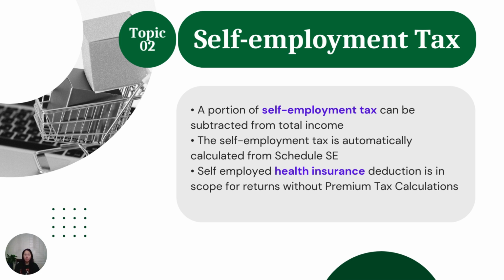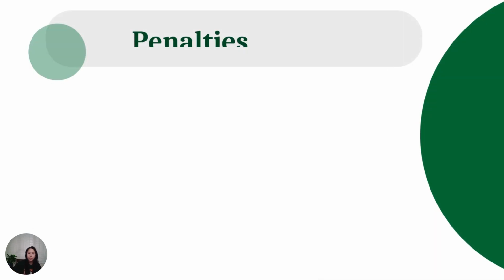Self-employed health insurance is basically where taxpayers can deduct the cost of their health insurance paid as a deduction from their gross income. And it is in scope for returns without the premium tax calculations. If the taxpayer has a spouse that qualifies for the deduction when married filing jointly, then they can share that deduction and it'll be okay. Okay.